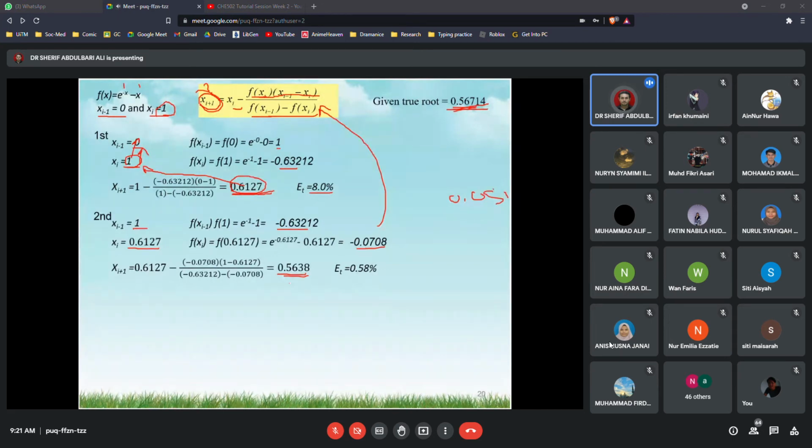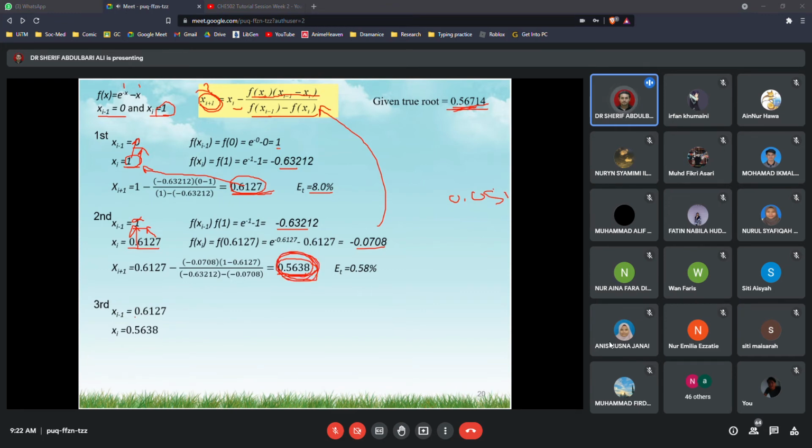So for the next iteration, x minus 1 will be taking this value. So it's coming here. This one is no longer equal to 1, and x will take this value. So let's see it. x minus 1 is equal to 0.61, which means it's taking this value up, and x is equal to 0.563, this value.